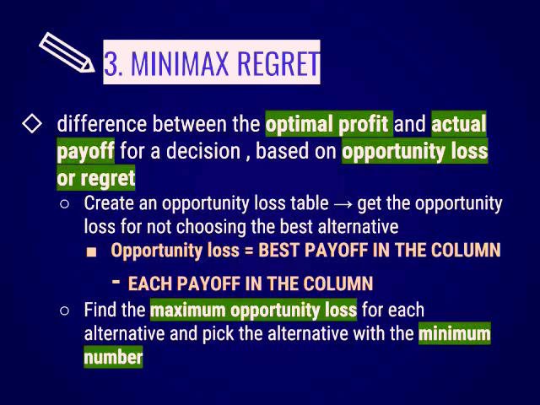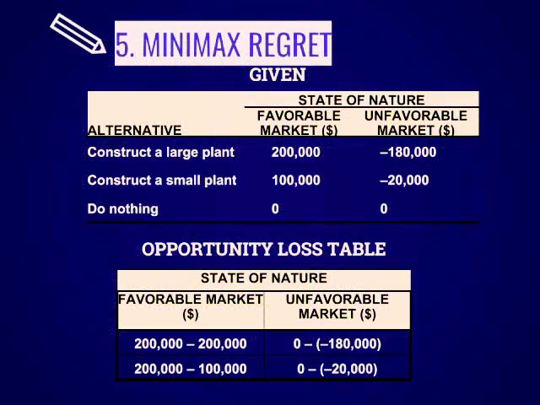First, we make an opportunity loss table. We select the best payoff for each column. For the favorable state, we have $200,000, and for the unfavorable state, we have $0. After, we subtract each value in the table with the corresponding best column payoff as shown below the given.